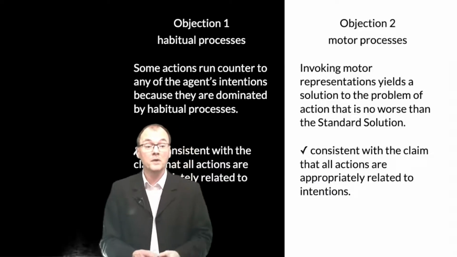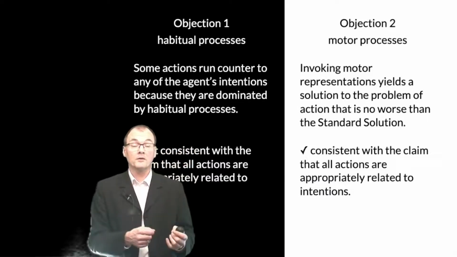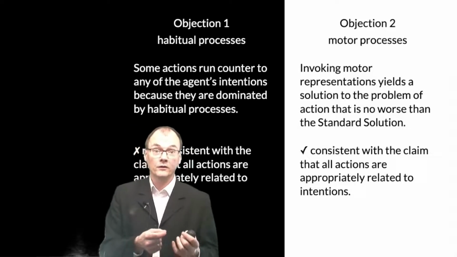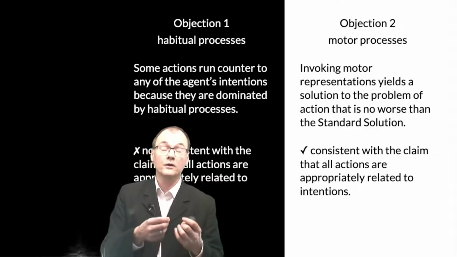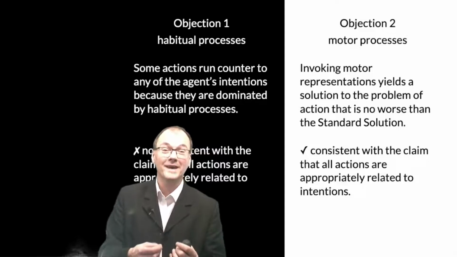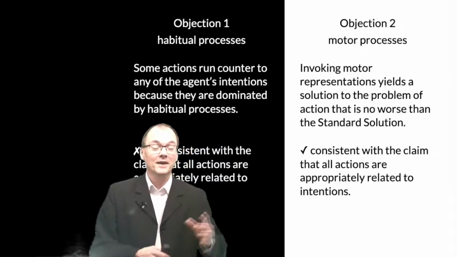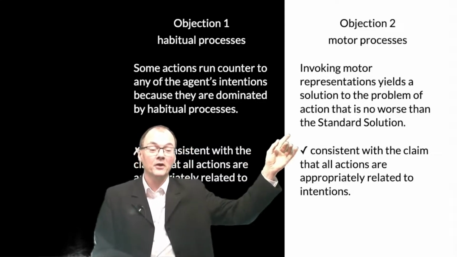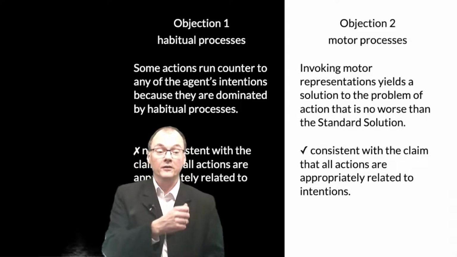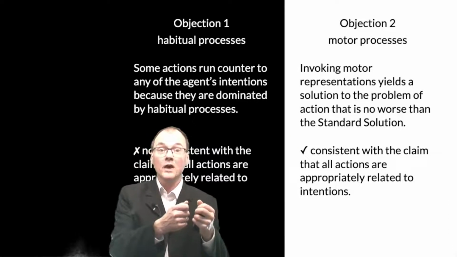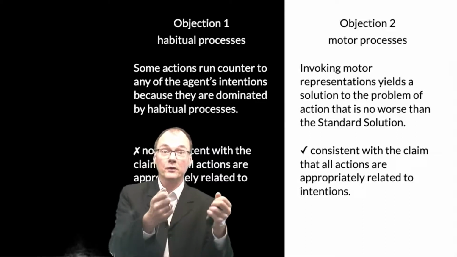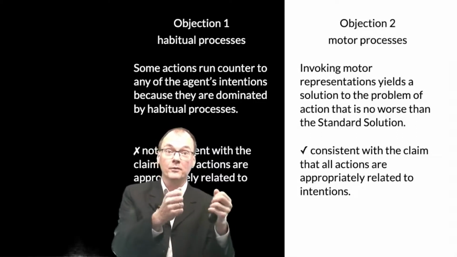The objection is merely to the claim that the standard solution provides you with a unique solution to this problem of action. Right? That's what the objection tells us. The objection says, look, either you've got to say, look, the standard solution and the alternative solution are two equally good answers to the problem, and so you've got to accept that there are multiple ways of solving the problem of action.